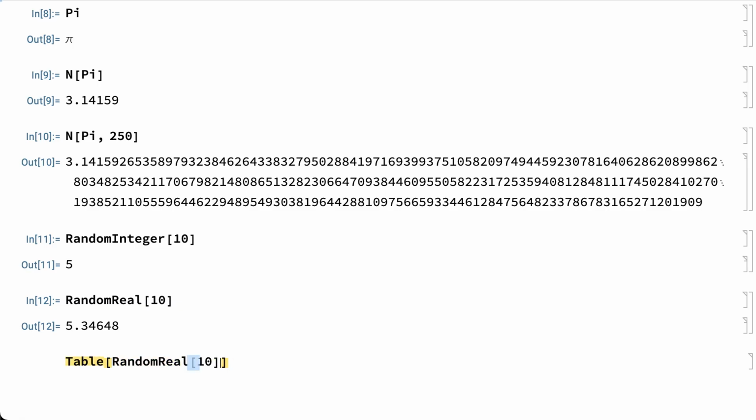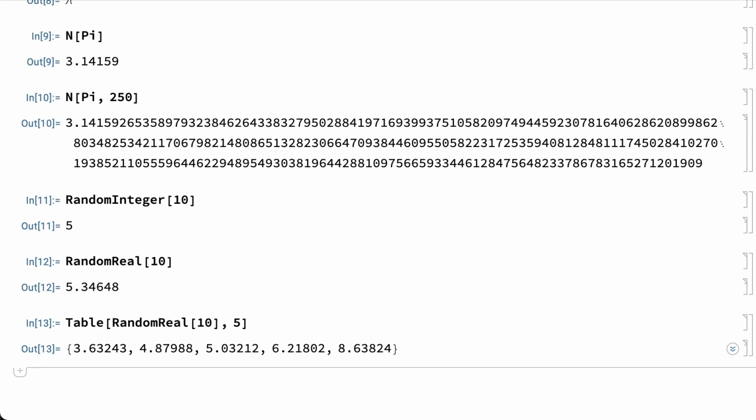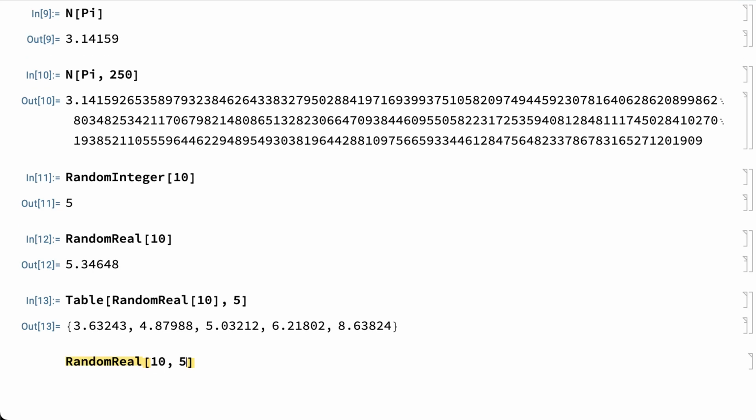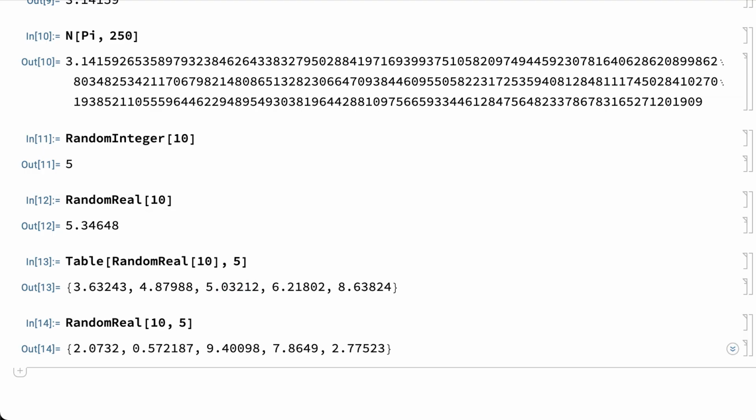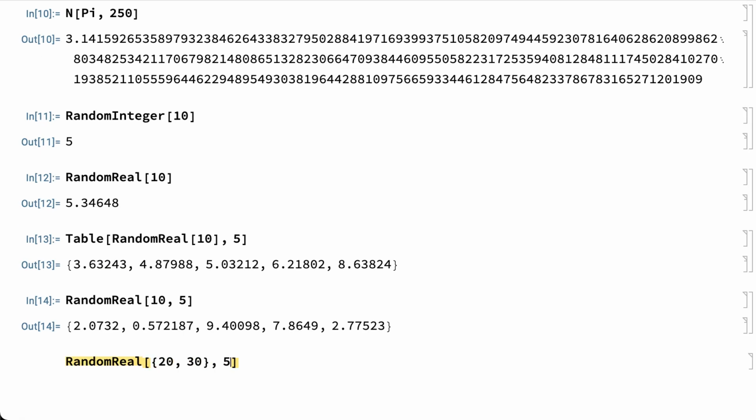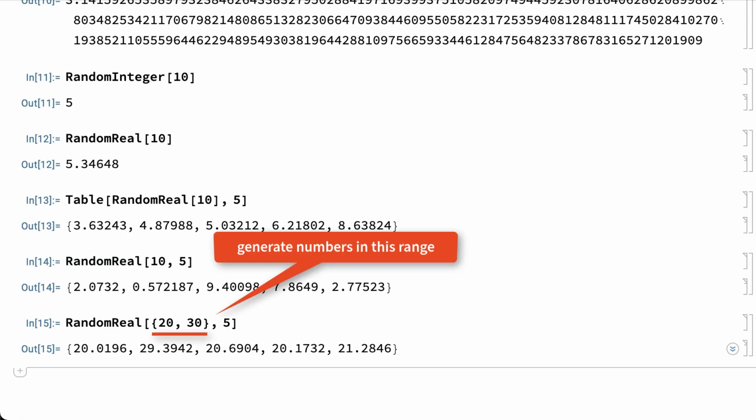This gives a list of 5 random numbers. The RandomReal function can also give a list of random numbers like that all by itself by using the second argument in RandomReal to indicate how many numbers to generate. This input, for example, also gives a list of 5 random decimal numbers between 0 and 10. The first argument in RandomReal can be a list to specify a range of numbers. This input, for example, generates random numbers between 20 and 30.